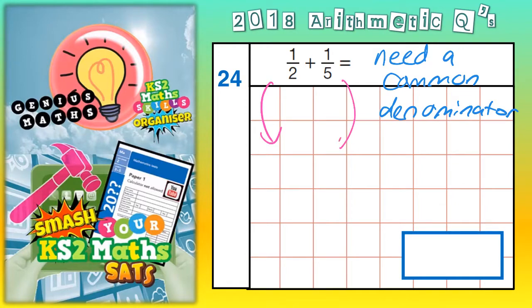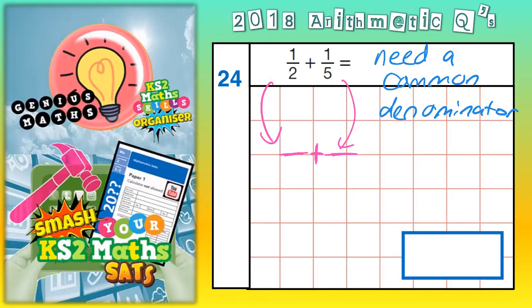So what number can we think of that both 2 and 5 go into? Well, 10 would work. 2 goes into 10, 5 goes into 10. 20 would work. 2 goes into 20, 10 times. 5 goes into 20, 4 times. It really doesn't matter, although it is advisable to make life easy for yourself by keeping the common denominator as low as you can. So I'm going to go for 10.